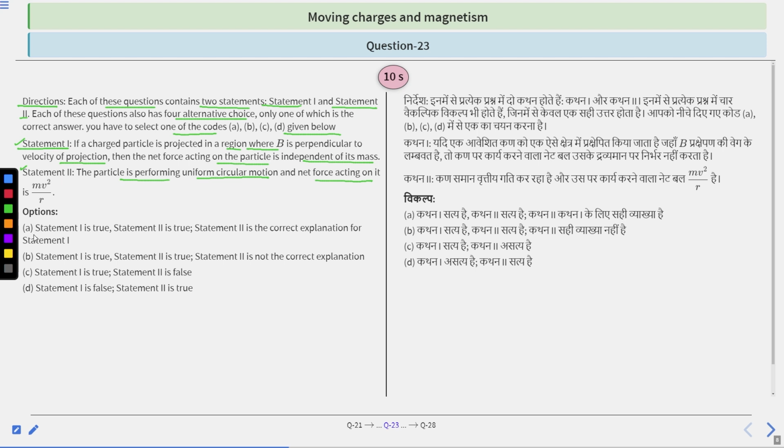Given options: option A, statement first is true, statement second is true, statement second is the correct explanation for statement first. Option B, statement first is true, statement second is true, statement second is not the correct explanation for statement first. Option C, statement first is true, statement second is false. And option D, statement first is false and statement second is true. So which option is correct? You have 10 seconds to solve this question. After 10 seconds, we will provide the solution of this question.